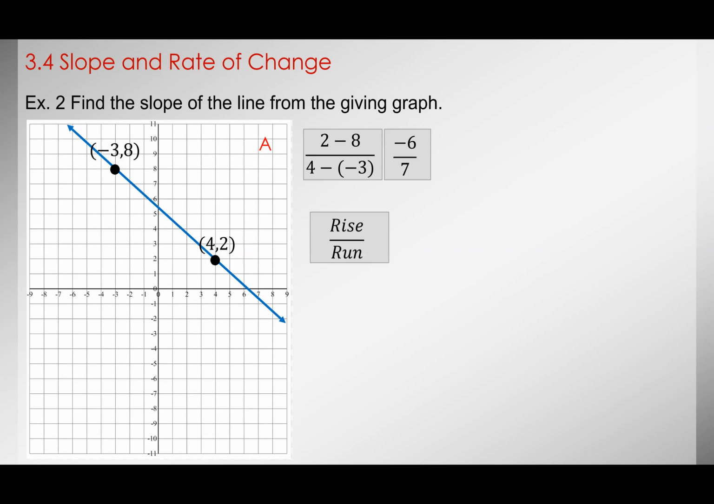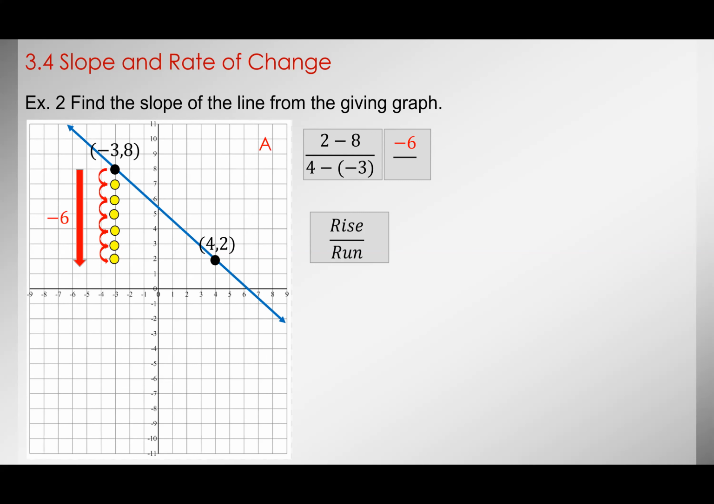So basically, what you want to ask yourself is, from left to right, how can I travel from the first point to the second point? Do you agree that from the first point, I need to go down 6 steps? I take 1, 2, 3, 4, 5, 6 steps, which is going down 6. If you go up it is positive, and because we go down, it is negative. That is why my numerator is negative.